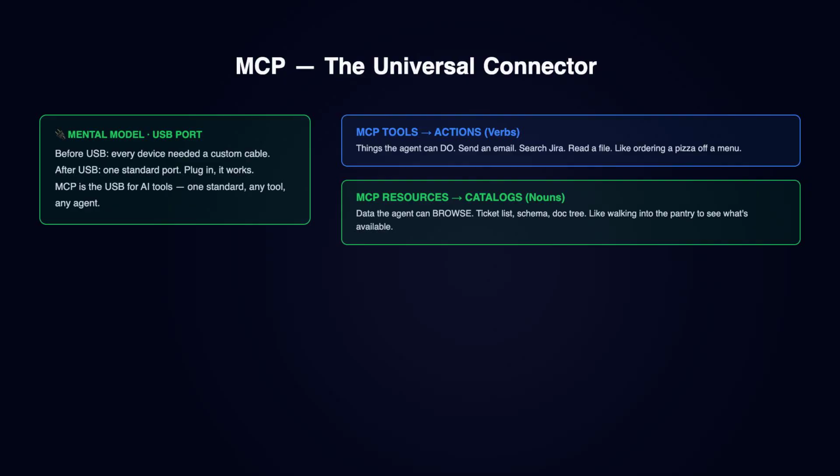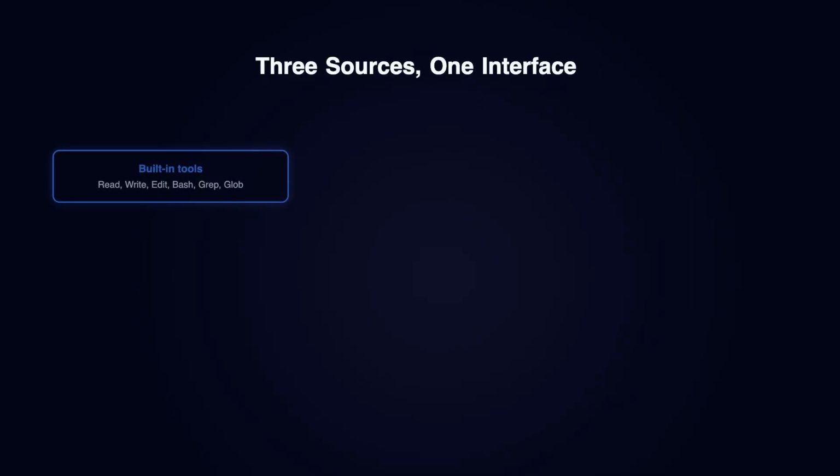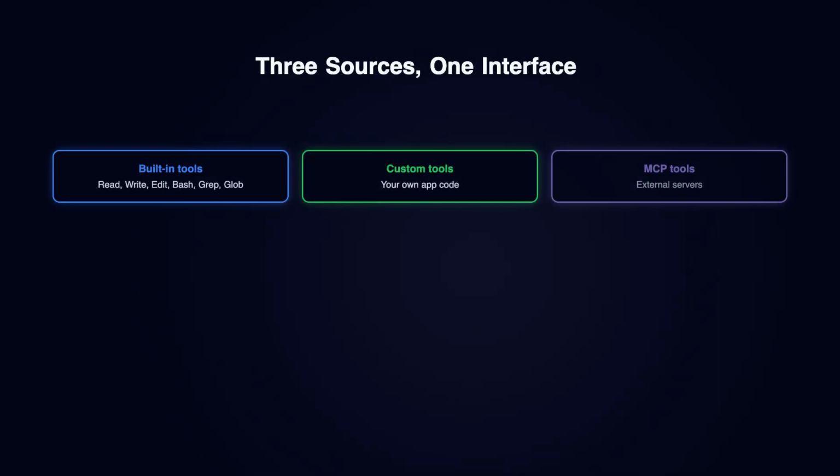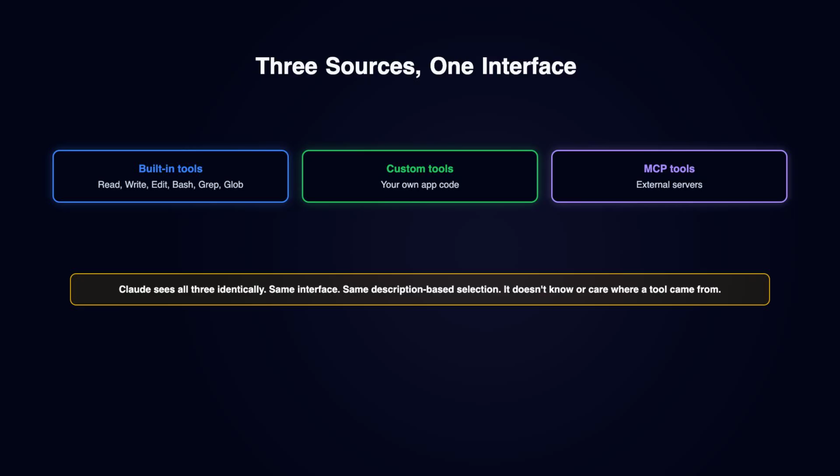MCP exposes 2 things: tools and resources. Tools are actions, verbs, things the agent can do. Resources are catalogs, nouns, data the agent can browse, like ordering off a menu versus walking into the pantry to see what's there. Claude sees tools from 3 sources: built-in tools like read and bash, custom tools your app registers, and MCP tools from external servers.